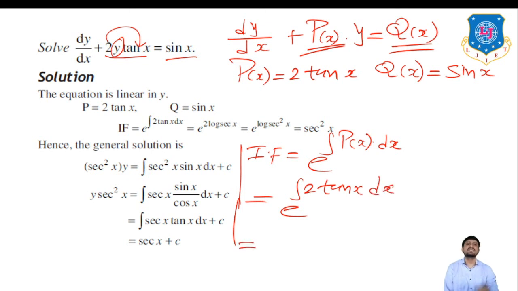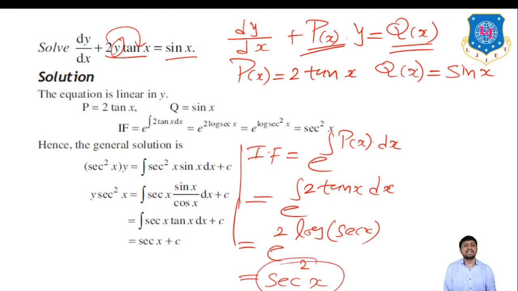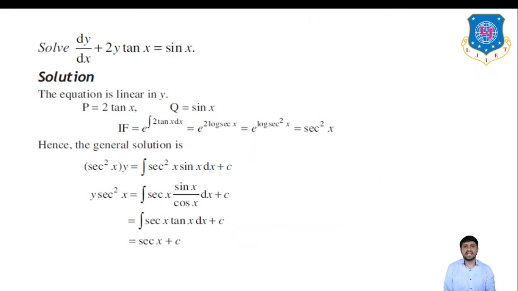What is the formula for the integral of tan x? That is log mod sec x. So we get e raised to 2 log sec x, that is sec x whole square, so sec square x. Now this is your integrating factor, sec square x. I hope you can understand. I write each and every step so you can easily understand. Now your general solution.